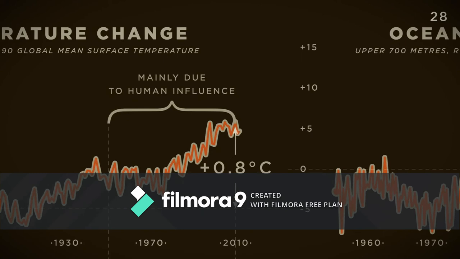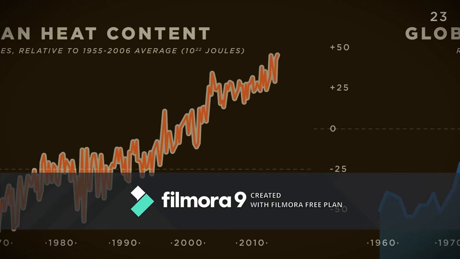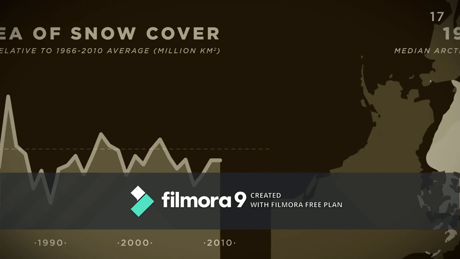Global average surface temperature has increased by 0.8 degrees Celsius over that time. Other changes to the climate in recent decades can be seen in the warming of the oceans, a rise in sea level, decreasing snow and ice cover in the northern hemisphere, and a decline in sea ice in the Arctic.